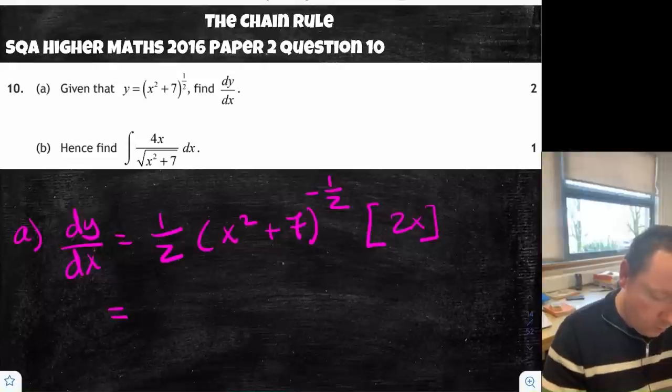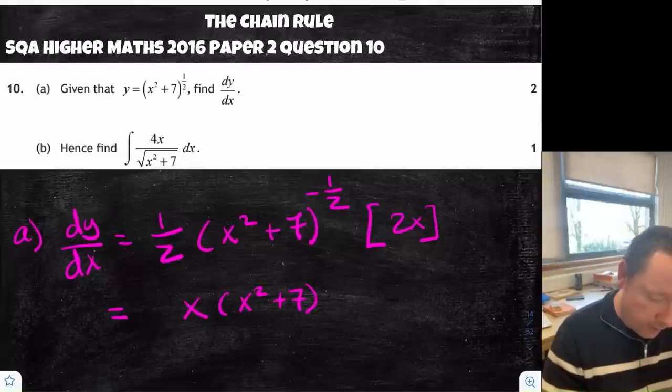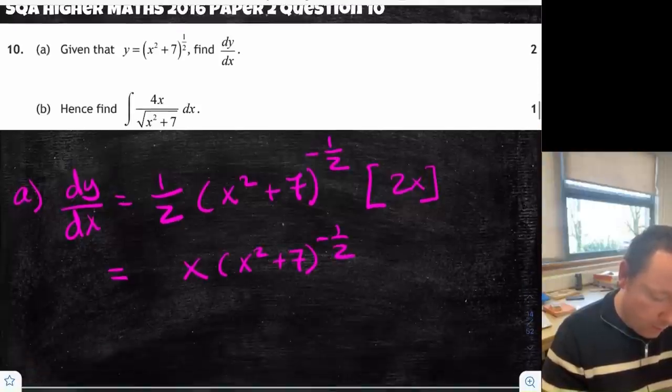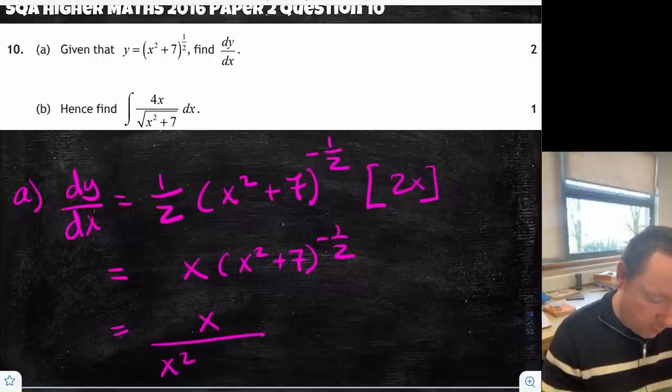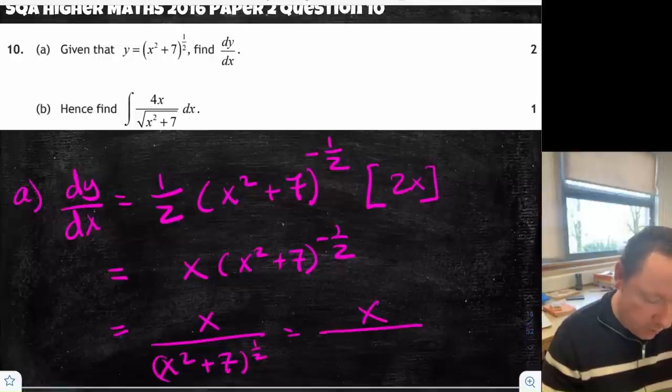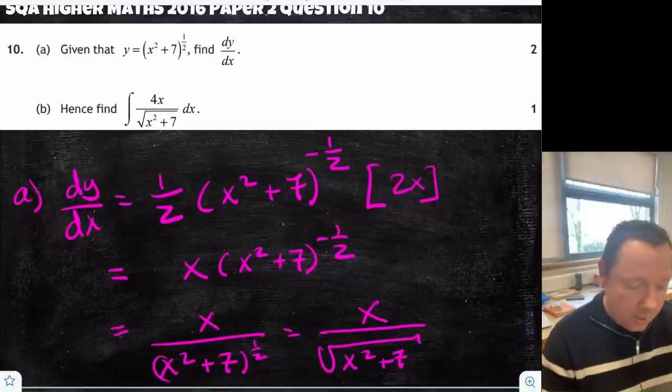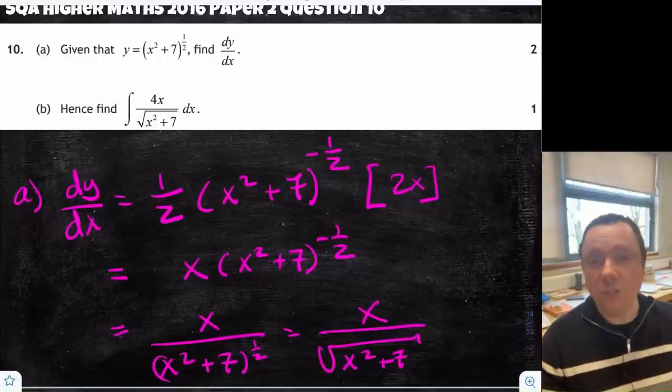And then we differentiate the bit inside the brackets, which is x squared, so that becomes 2x. So that equals 2x divided by 2, which is just x, so x bracket x squared plus 7 to the minus a half. And then try to make it look a bit like our part B, that's x over (x squared plus 7) to the half, which is equal to x over the square root of x squared plus 7. Part B says integrate 4x over the square root of x squared plus 7, which is very similar.